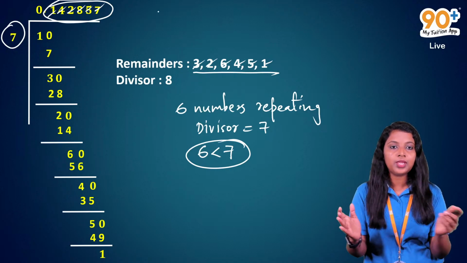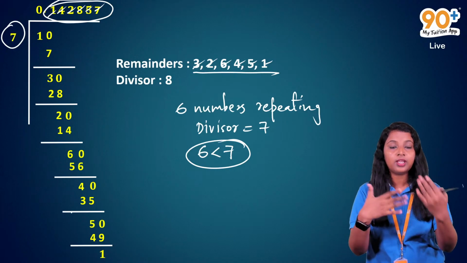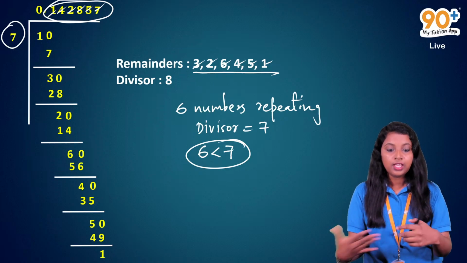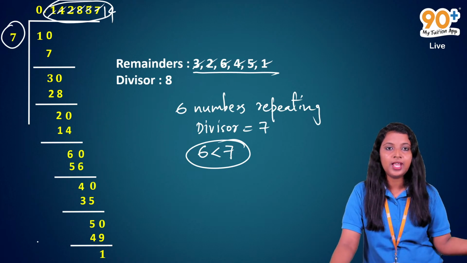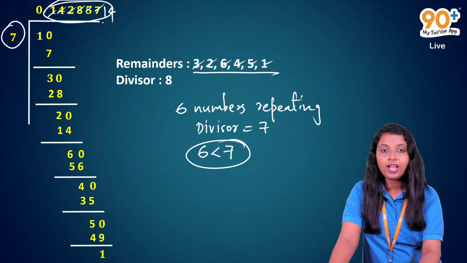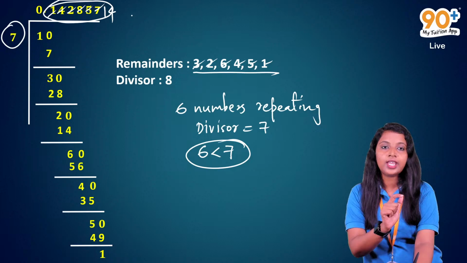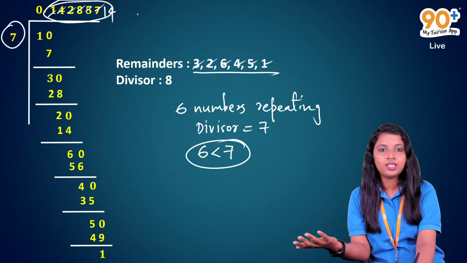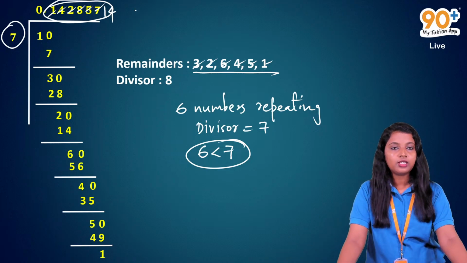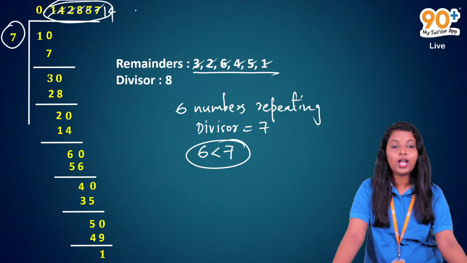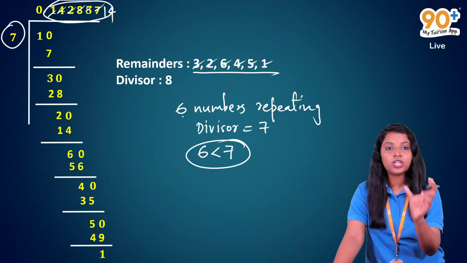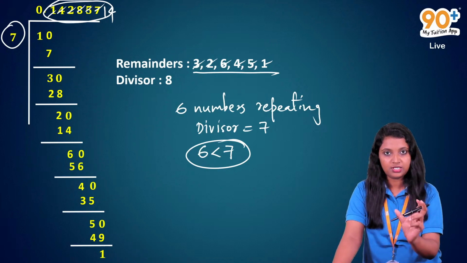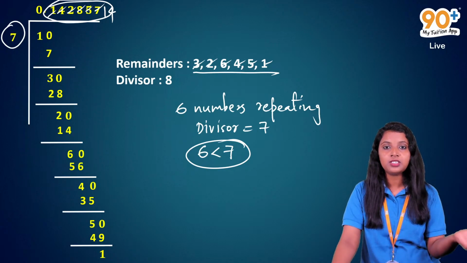If it is not repeating after that, you have to do at least 2 more steps. You have to continue the steps and check whether it is repeating. And after the sixth one, if you are getting another number, say 8 or some other number, you can confirm that it is not repeating. So you have to check at least 6 digits, whether they are repeating or not.